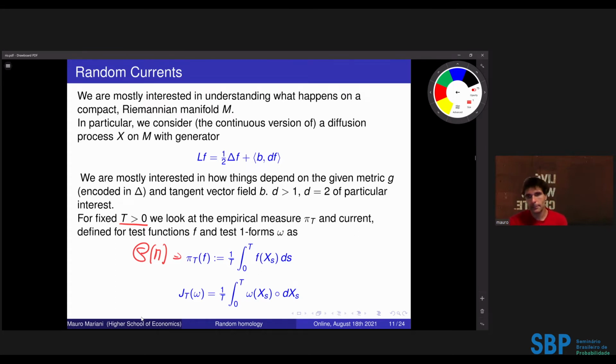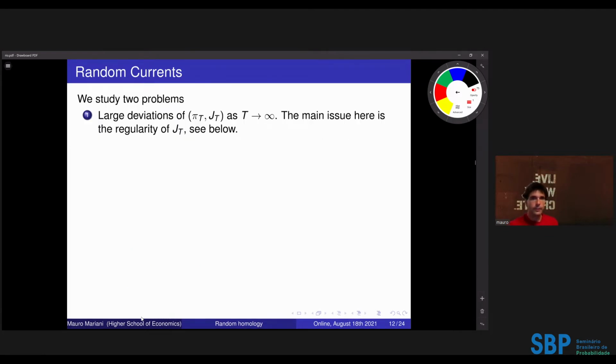So P_T gives to a subset of the manifold the measure which is just the percentage of time the process spends in that set. While J_T of omega is a one-current on the manifold, which gives to a one-form omega the Stratonovich, the geometric integral of omega of X_s ds. So this is just a Stratonovich integral. You should think of a one-form just as a cotangent vector field on the manifold. X is a tangent vector to the manifold, omega of X_s is cotangent, and that's just the product. So it's just a vector integral if you don't like one-form notations.